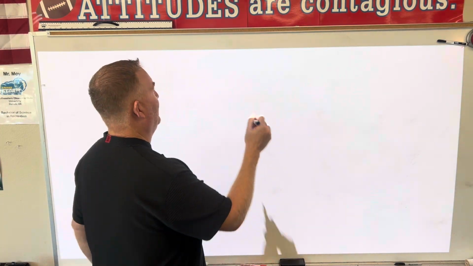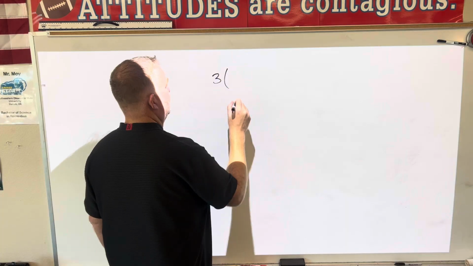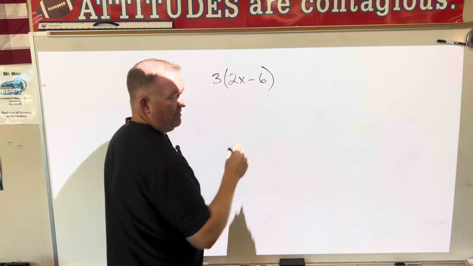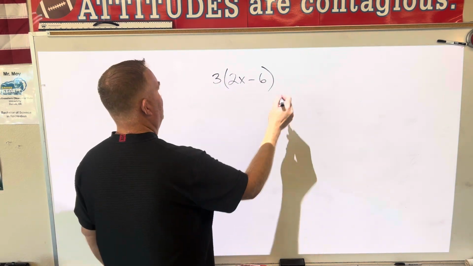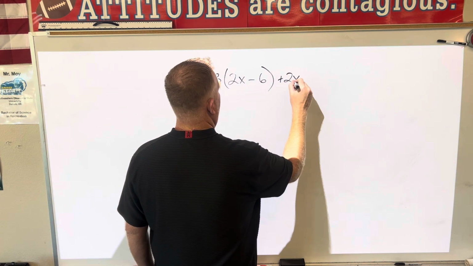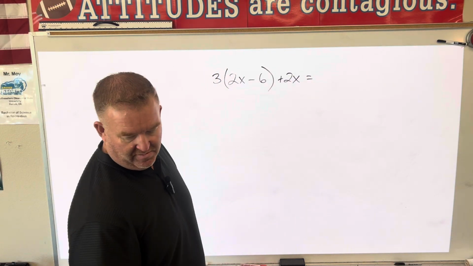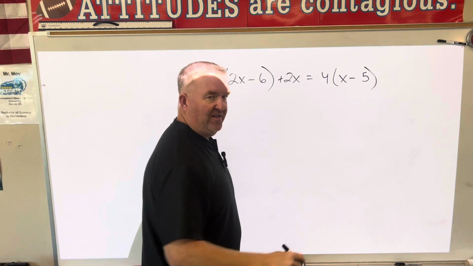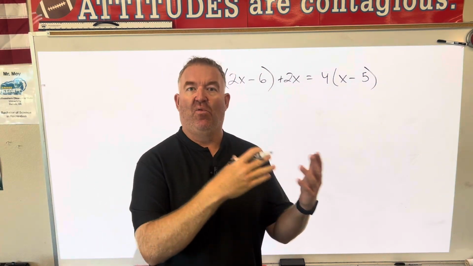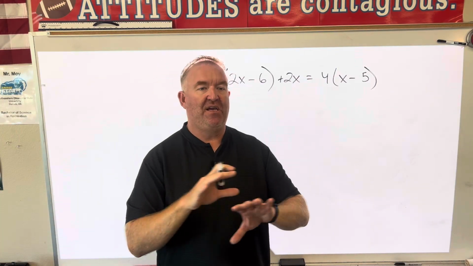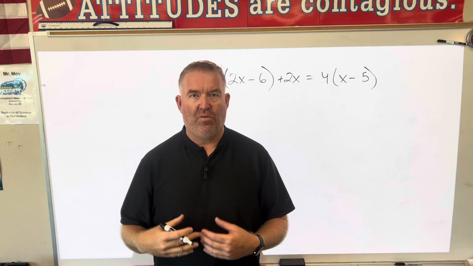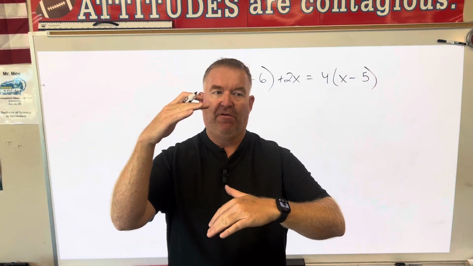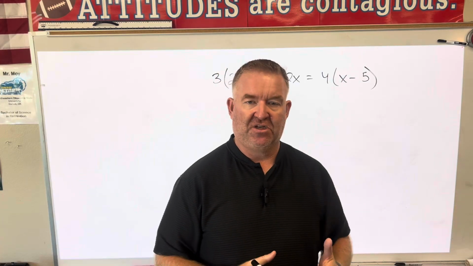Second one, it's going to look a little bit like this. You're going to have 3 parentheses 2x minus 6, plus 2x equals 4 parentheses x minus 5. Hopefully this works out, okay? Now, I know we went from a one-step equation into this, but like I said, this could be in any different order. So it doesn't really matter. We want you to be able to solve it regardless of what pops up, okay? We're not going to go from easiest to hardest. It's going to be a pretty big mixture, okay?